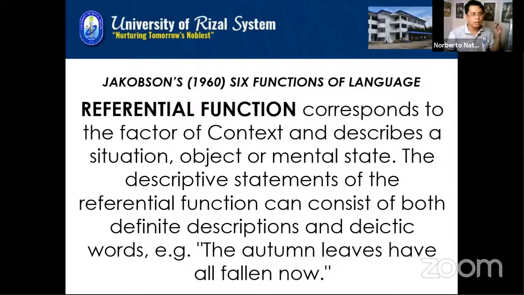Okay, so the purpose of this function is merely description, descriptive. Kaya sabi, describes a situation, object or mental state. So when you say, I am hungry now. I am hungry now. So you're describing what you're feeling. Okay, the situation that you are currently hungry. And then you say, Mark, give me some food. Nagko-cognitive function ka na nun. Okay? So, that is a referential function.